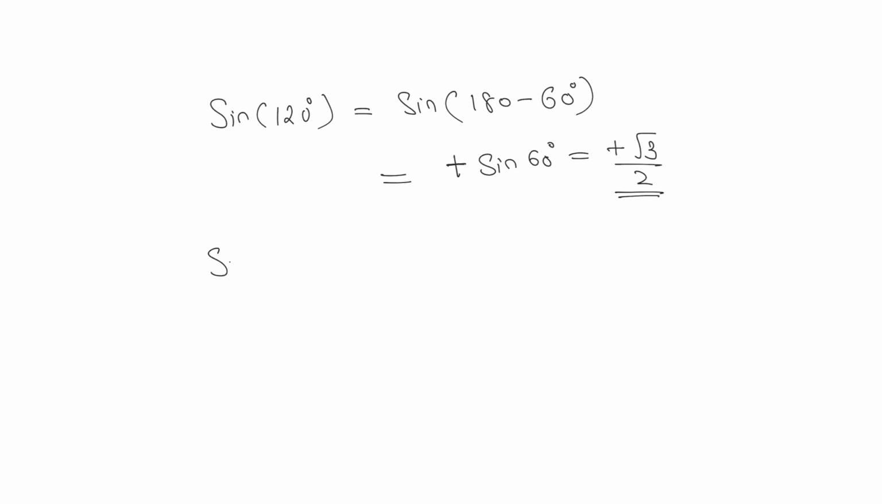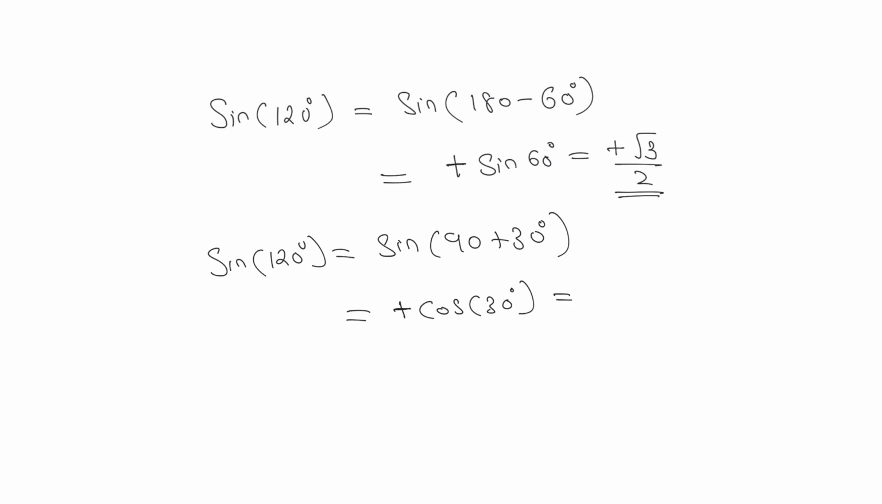Over here you can observe that sine 120 degree can also be written as sine 90 plus 30 degree. We observe that in the second quadrant sine theta is positive, so it will be a plus value, and for sine 90 plus 30, since we are adding 90 plus theta, sine will change into cos, so this will be equal to cos of 30 degree, and cos 30 is root 3 by 2. So the final answer will be equal to plus root 3 by 2. So we get the same answer.